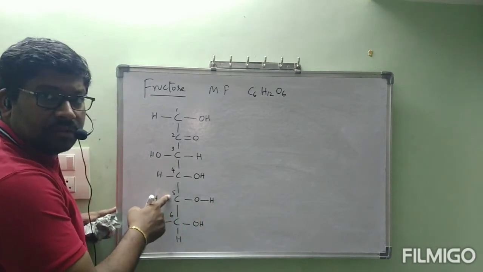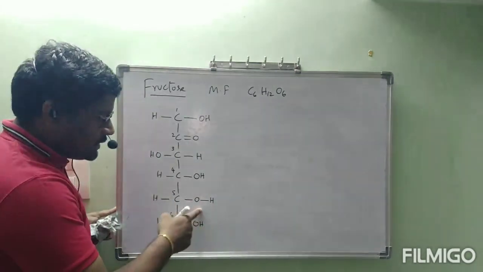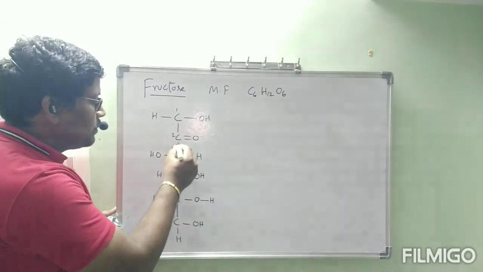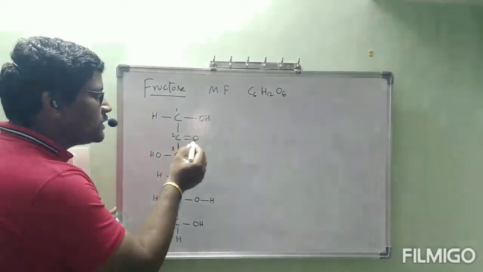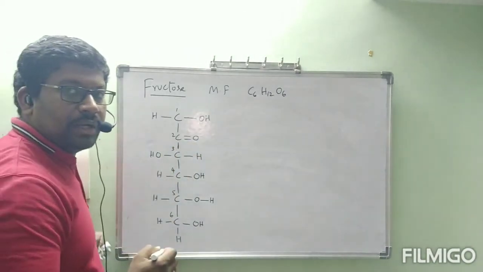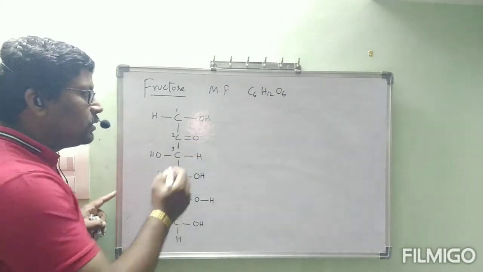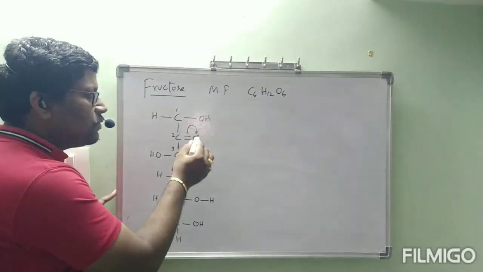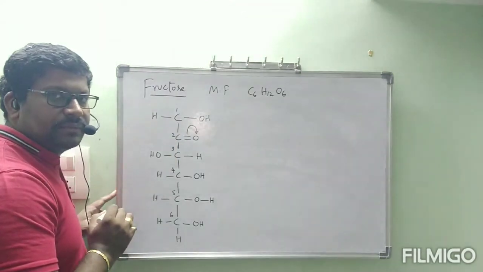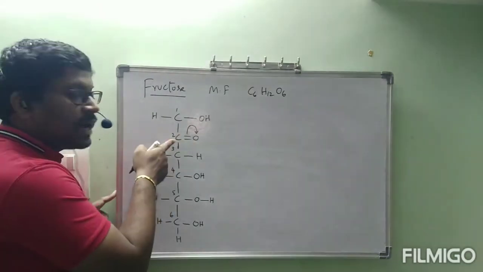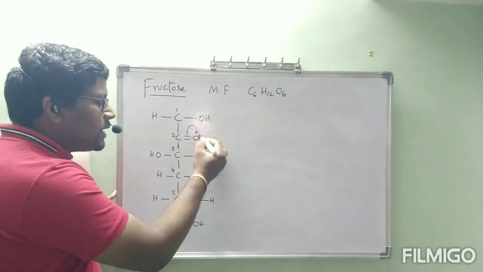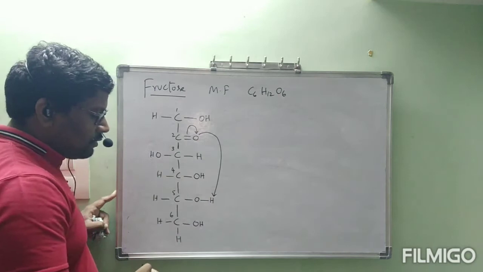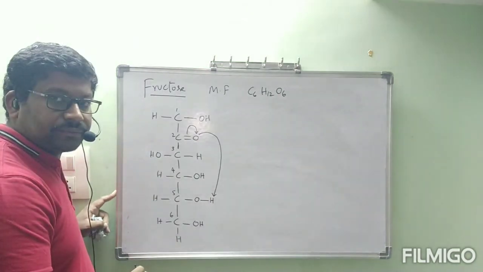On fifth carbon, OH I wrote like this. Second carbon, C double bond O. Now, out of C and oxygen, which is more electronegative? Oxygen is more electronegative. So this bond is shifted towards oxygen, and this is getting O minus and carbon is getting plus. This O minus is going to attack hydrogen of fifth carbon OH.